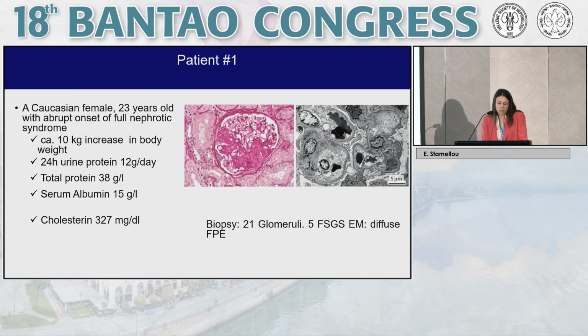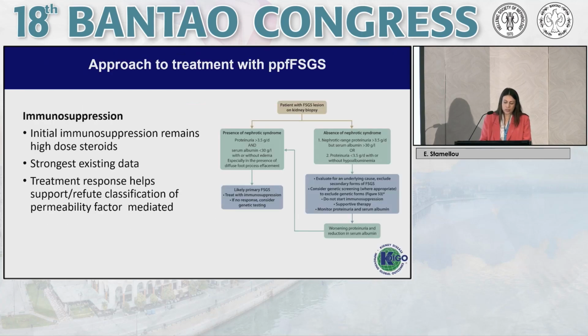So if we go back to our patient, the female patient with abrupt onset of nephrotic syndrome, let's see what KDIGO suggests. KDIGO suggests that a patient with increased proteinuria, decreased serum albumin, so with nephrotic syndrome, edema, and diffuse foot process effacement, likely has primary FSGS and should be treated with immunosuppression. First-line treatment is corticosteroids, which have the strongest existing data.